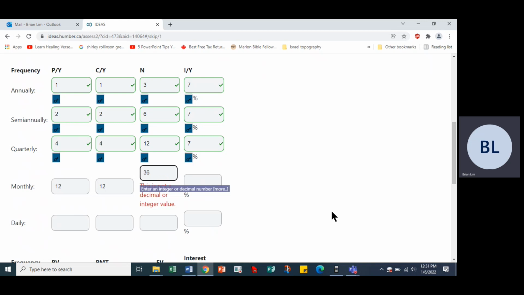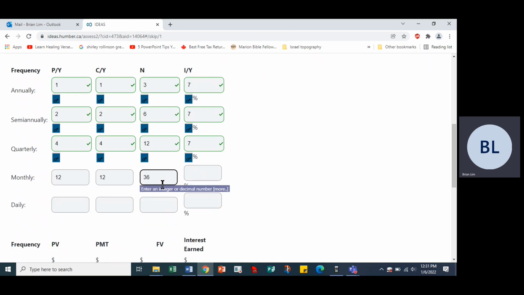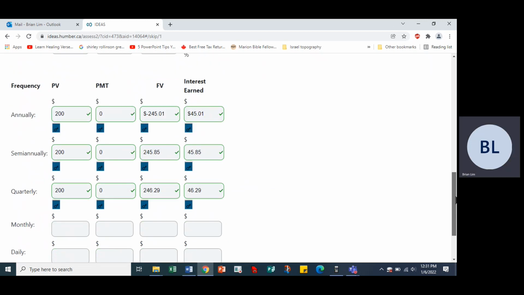So let's erase those and everything, it gets happy again, right? Now the interest rate is 7%. And we know that the amount, the present value right up there is how much? 200. Okay, or we could put negative, like I told you, for the payment. And then we go and use the calculator to get the future value and the interest earned.